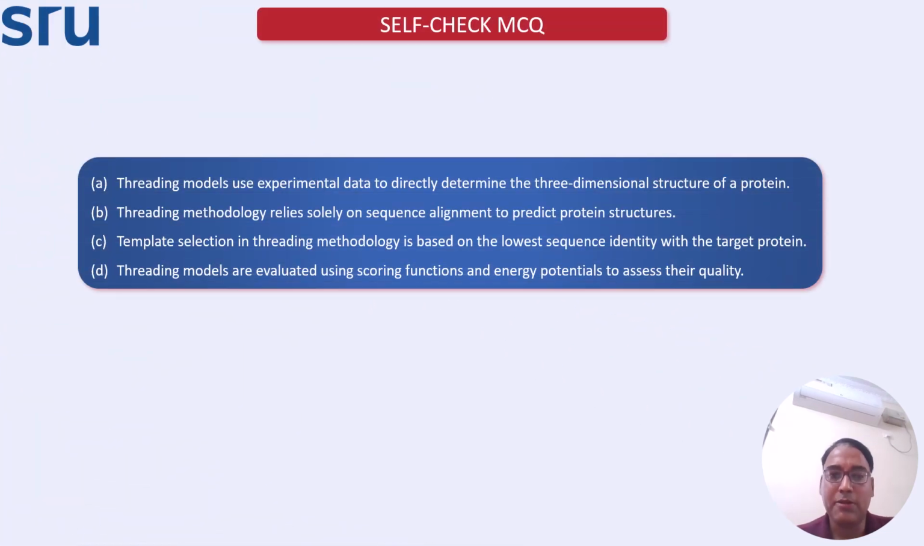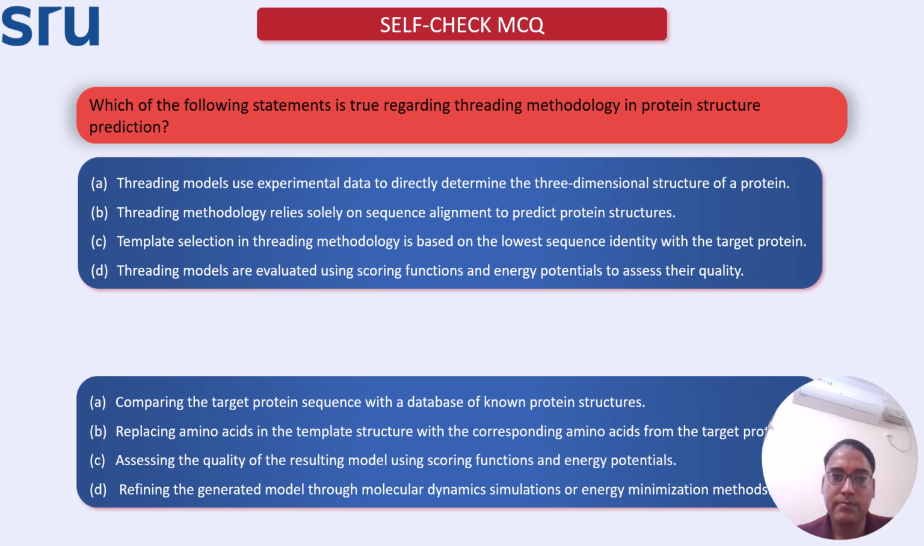Now tell me this part. Which of the following statements is true regarding threading methodology in protein structure prediction? Threading methods use experimental data to directly determine the 3D structures of a protein. That is of course there, but do they directly use it? No. Threading methods rely solely on sequence alignment to predict structures.